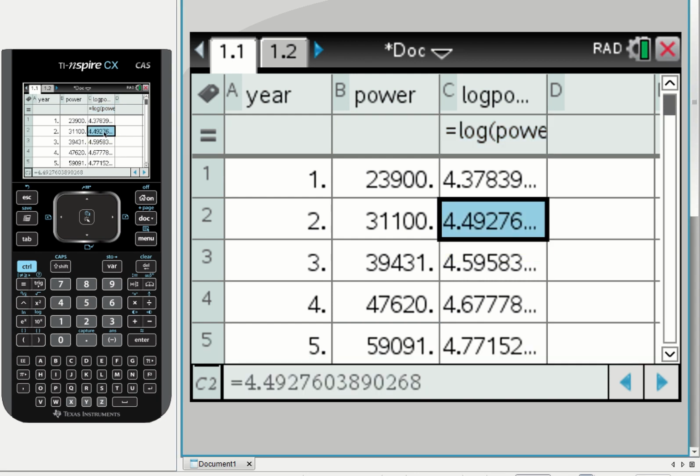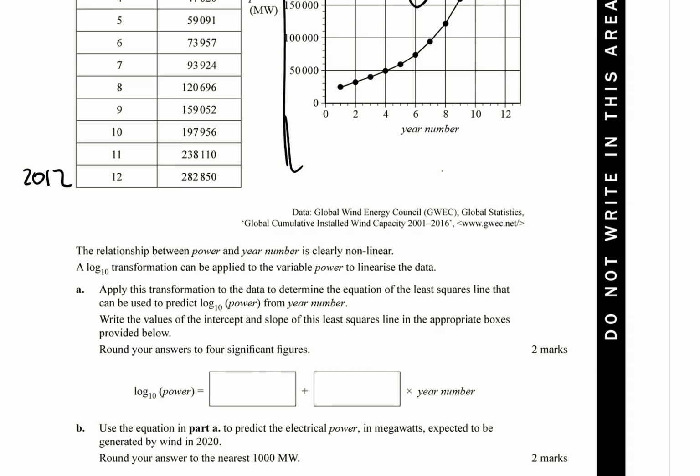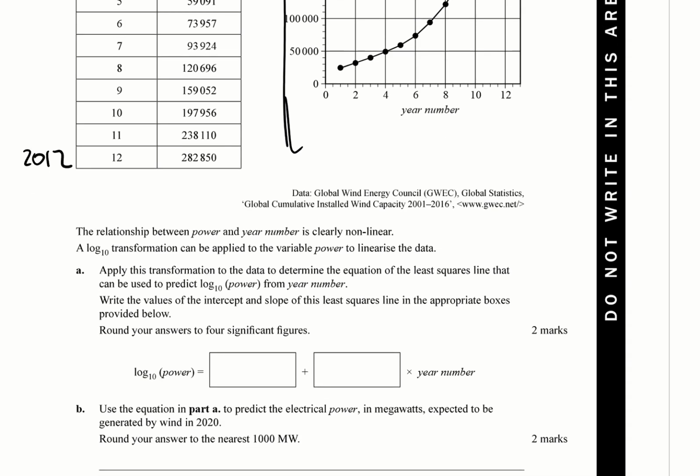Okay, so let's go back to the question for a moment. The question says, apply this transformation to the data to determine the equation of the least squares line that can be used to predict log 10 power from the year number. So we want to write down the intercept and slope of this least squares regression in the appropriate boxes. Remember, this is essentially y equals a plus b x in terms of the convention. Okay, and importantly, it's in 4 significant figures.